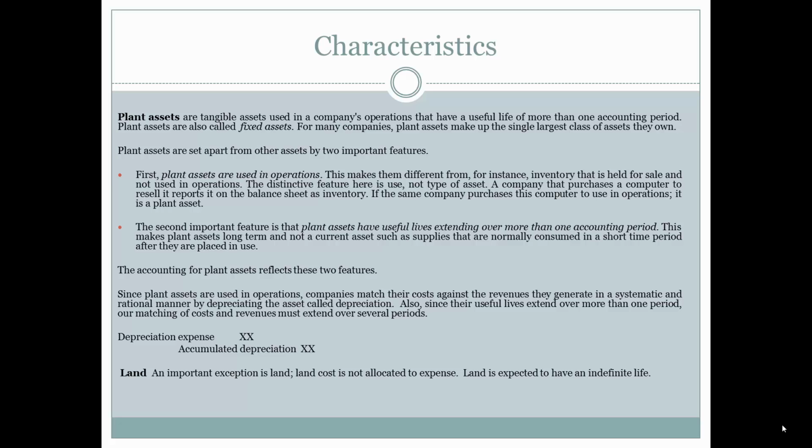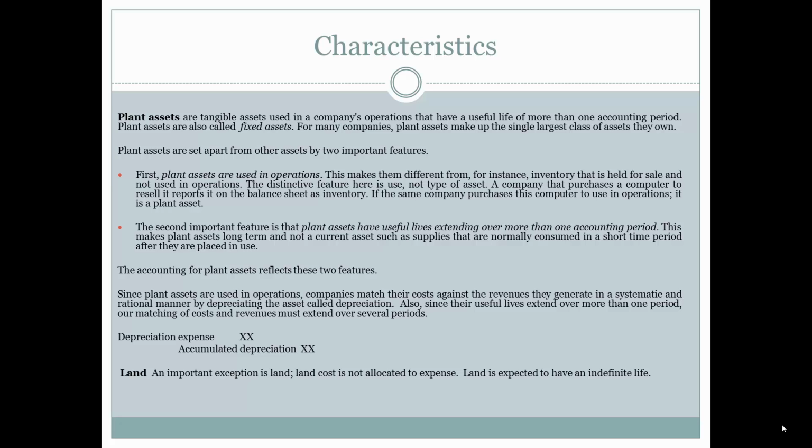Accounting for plant assets reflects these two important features. Since plant assets are used in operations, companies match their cost against the revenues they generate in a systematic and rational manner by depreciating the asset, and this rational allocation is called depreciation. Since their useful lives extend over more than one period, our matching of cost and revenue must extend over several periods. The journal entry is to debit depreciation expense and to credit accumulated depreciation.